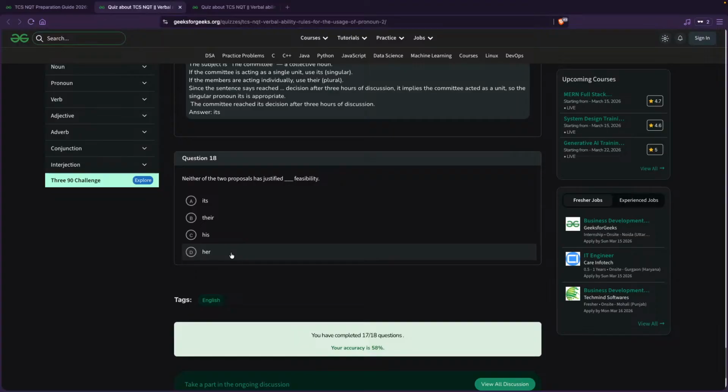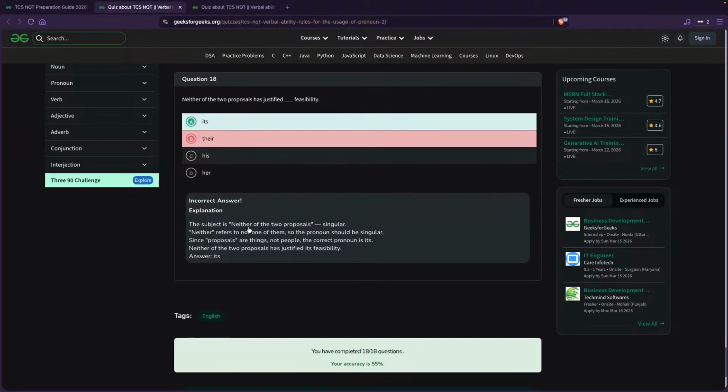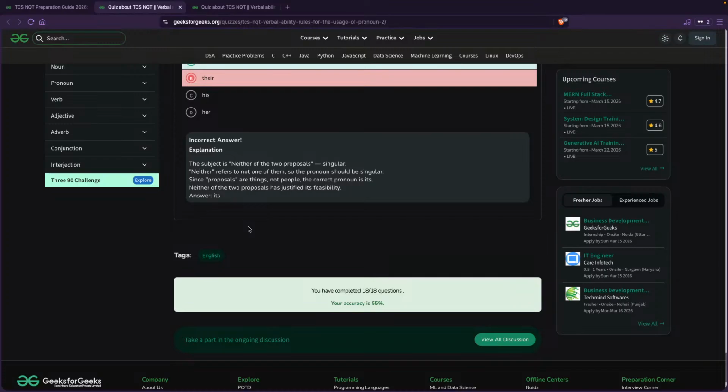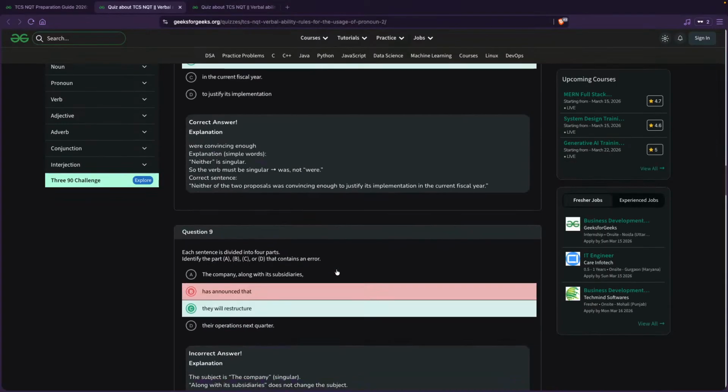"Neither of the two proposals have justified..." Neither. If I'm recalling correctly, when "neither" comes, neither of the two proposals has justified their feasibility. I think they are two. No. My god. What is this? The subject is "neither," not the two proposals, so it's singular. The accuracy is 55%. I had a good first half, but in the second half I have made a lot of mistakes.